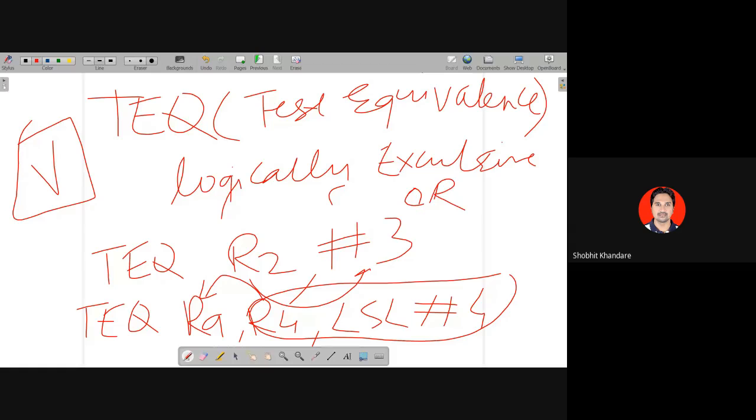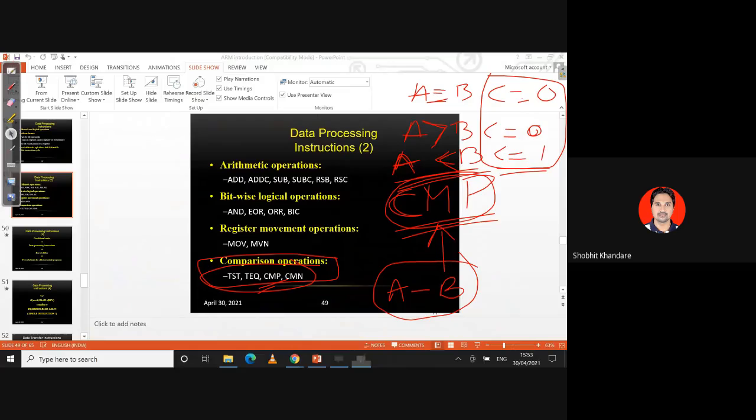हम ये कहाँ पे यूज करेंगे TEQ? इसका नाम क्या है? टेस्ट इक्विवेलेंस, इक्विवेलेंस को चेक करने के लिए. तो you can just write down one sentence on this. You can use TEQ to determine if two values are the same. So we have done with the comparison instruction.